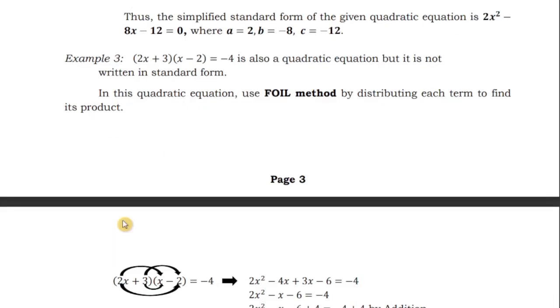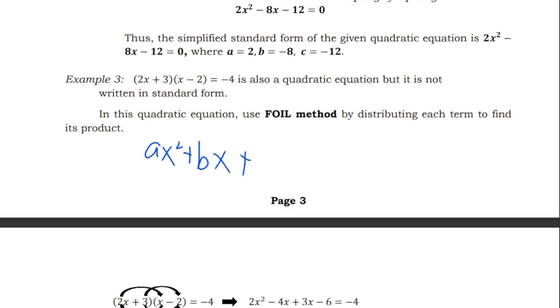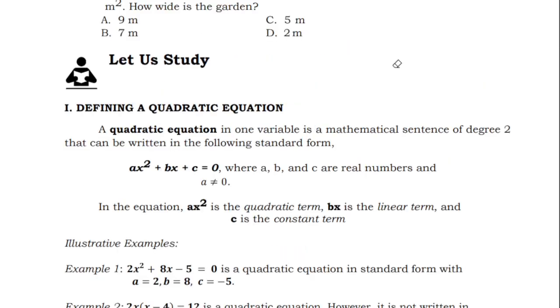In example number 3, we are given the quantity 2x plus 3 times the quantity x minus 2 equals negative 4, which is also a quadratic equation but not written in the standard form. There are so many ways to write a quadratic, but this one is not in standard form. So take note, the standard form is ax squared plus bx plus c equals 0. That is the standard form of the quadratic equation.